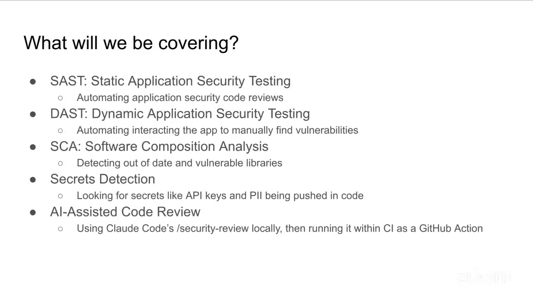So we mentioned static application security testing. We'll typically refer to it by acronym, SAST. Then instead of static, it's dynamic analysis, DAST. Then SCA, software composition analysis, secret detection, and then a little bit of AI-assisted code review. I feel like you can't really have a security workshop nowadays without talking about AI in some way.